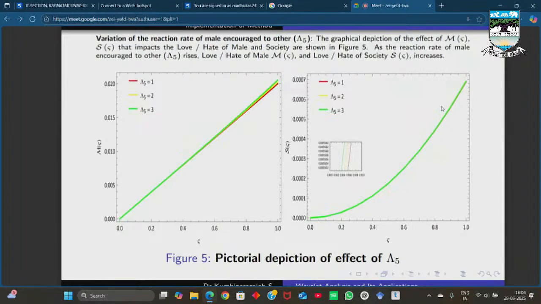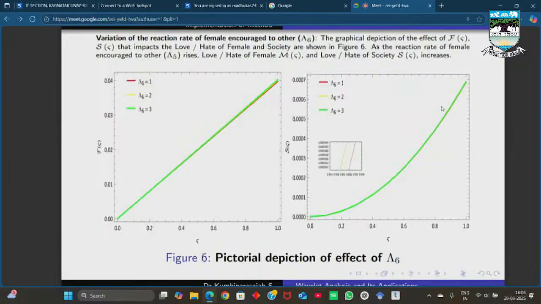Society is nothing but your neighbors, right? They will never harm you. So this is directly proportional. This is how the male's love leads to a healthier society. Similarly, the next one is similar for the female also. The same structure we are going to observe here, the same physical variation.